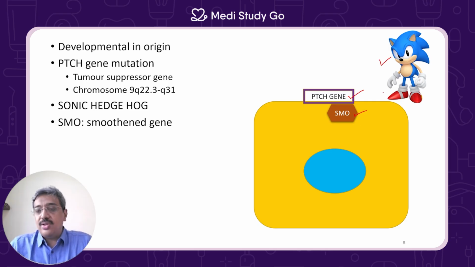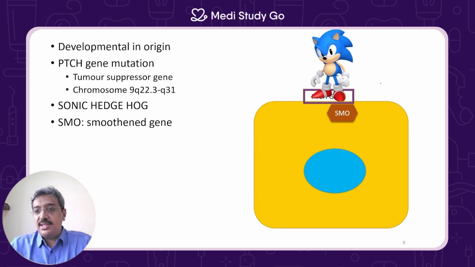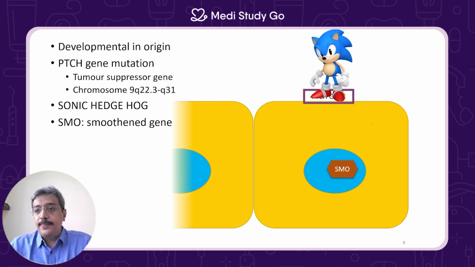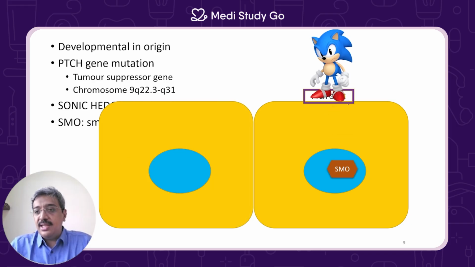And you know this guy, Sonic the Hedgehog. This guy kind of runs and comes, touches and stimulates the patched gene, and the smoothened gene gets released, goes into the nucleus and causes the cells to proliferate. Now, why did this proliferation take place? It took place because the Sonic Hedgehog gene came and bound to the patched gene.